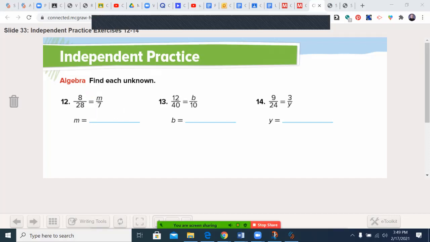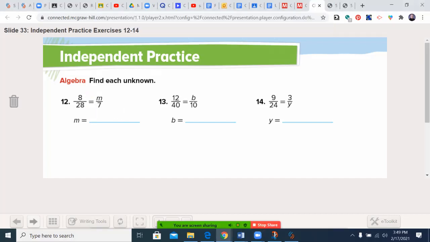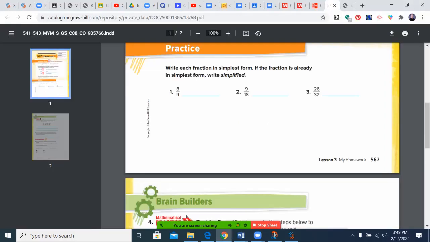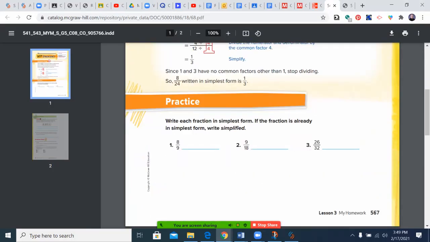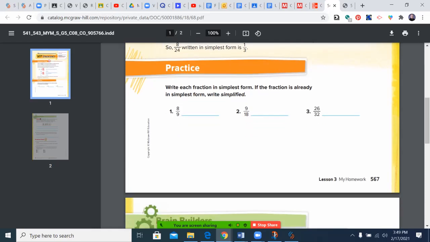Welcome back. Let me just clear that drawing so we get it out of the way. 40 divided by 4 is 10. 12 divided by 4 is 3. So 3 is my missing number. 9 is divisible by 3 times. 24 divided by 3 is 8. So there you go. On the homework, you're going to do the same thing here. You can approach it in any way you want, but if it is simplified already, write simplified.